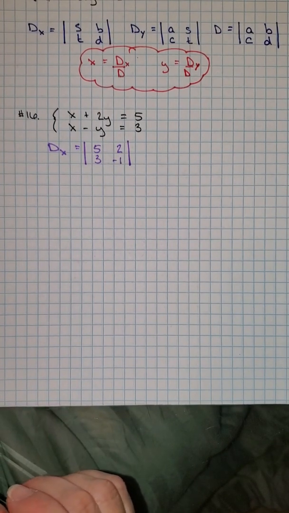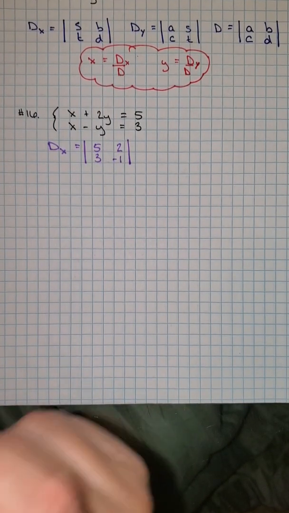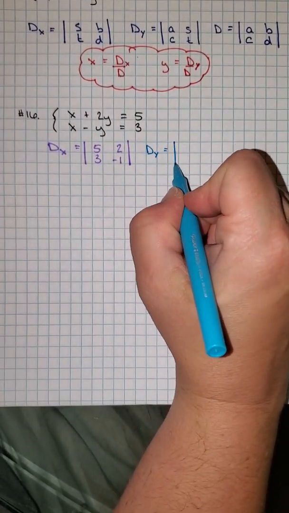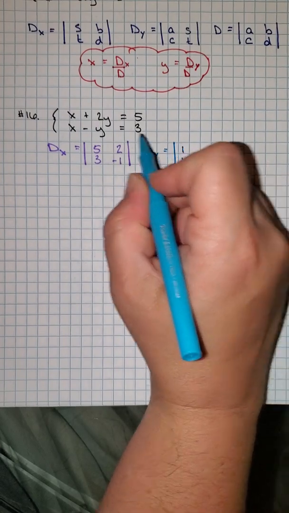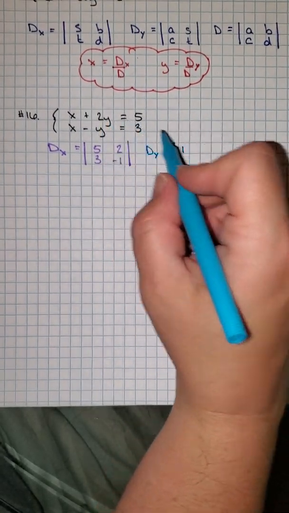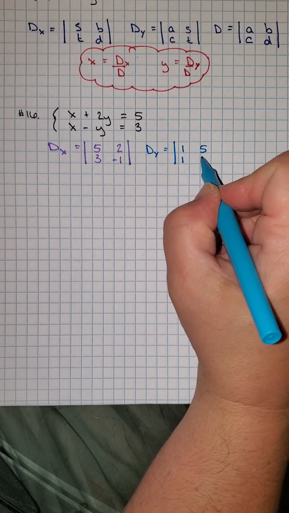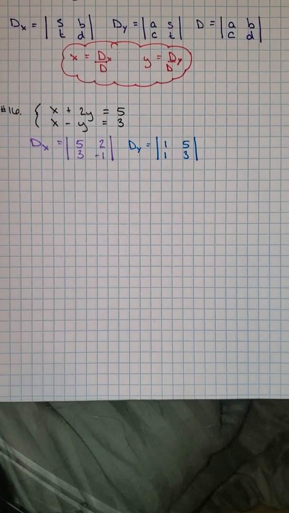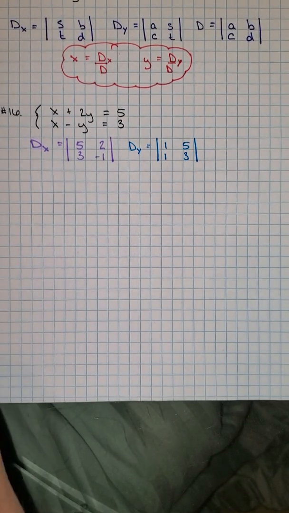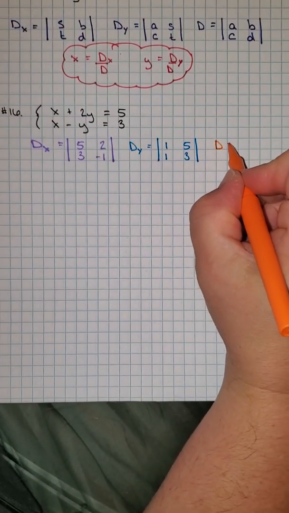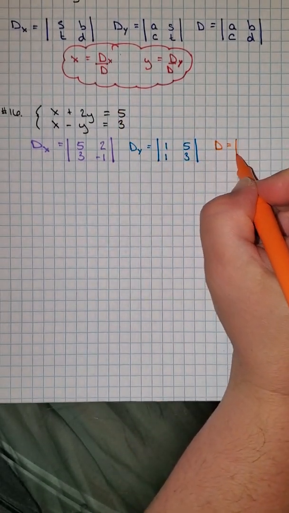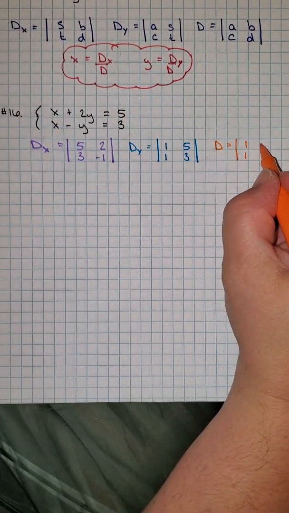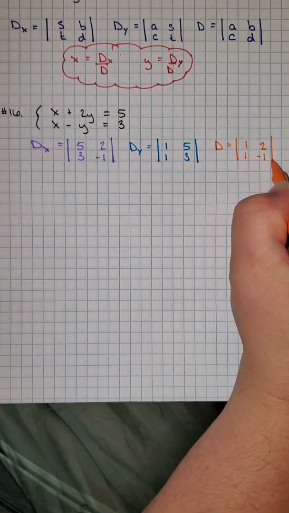Then our d sub y, sorry, that was d sub x. Our d sub y would be our x coefficients, which are 1 and 1. And then don't write the y coefficients, instead write the 5 and 3. And then the just plain old d determinant, we don't use the answers at all, just the coefficients of the x's, which is 1 and 1, and the coefficient of the y's, which is 2 and negative 1.